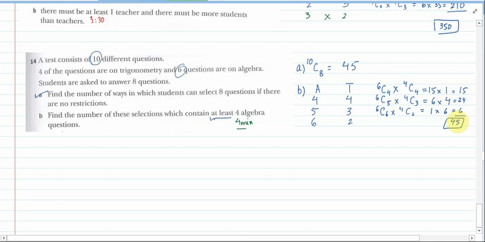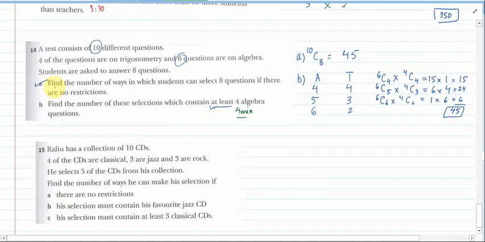Alright, so if it is a condition that at least 4 algebra questions, there are a total of 45 ways that a student can pick his questions randomly. Alright, so I hope that all of you are clear on this question as well. Moving on to the next one. It's question number 15.